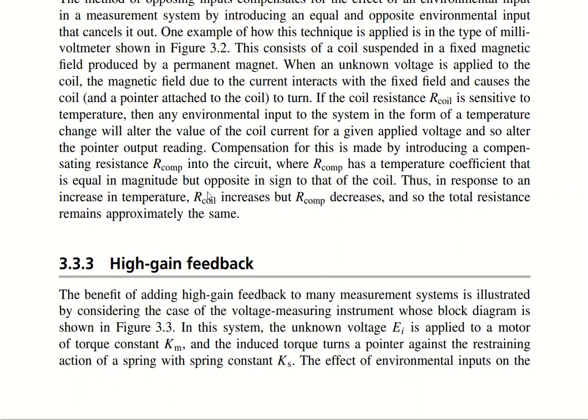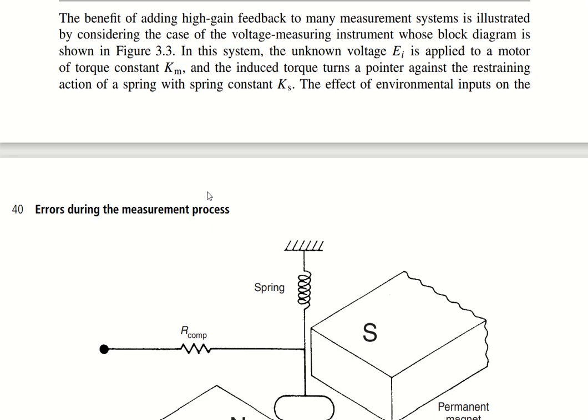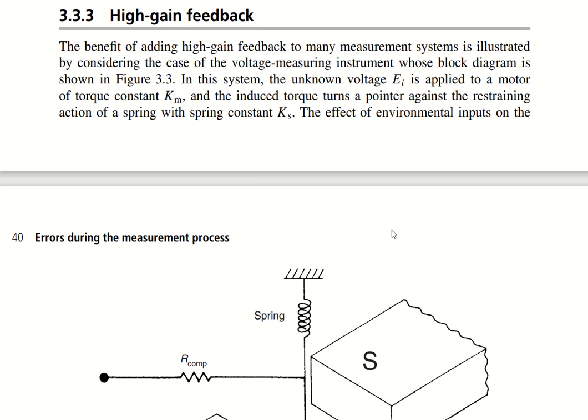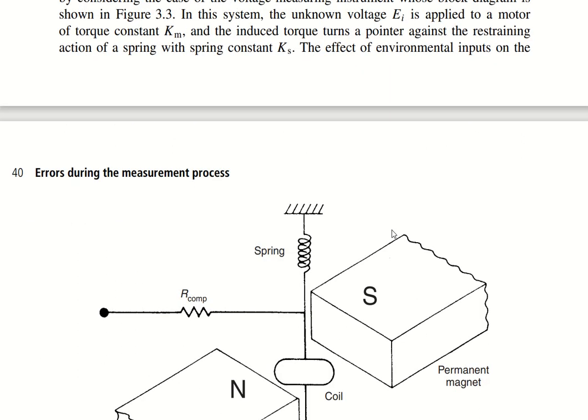Then we have the high gain feedback. The very benefit of adding high gain feedback to many measurement systems is shown by considering the case of a voltage measuring instrument. Let me show you a simple block diagram of a voltage measuring instrument. Now let's see what they have done. In this system, the unknown voltage ei is applied to the motor of torque constant Km, and the induced torque will turn the pointer against the restraining action of the spring with spring constant Ks.